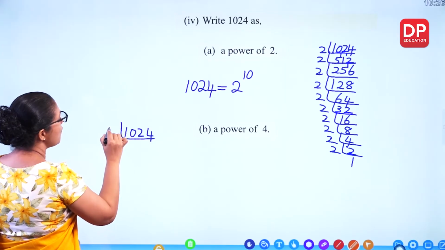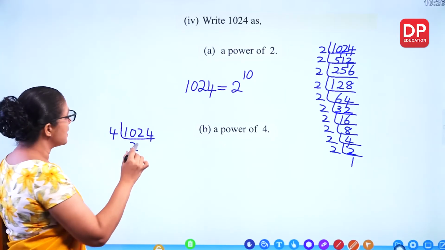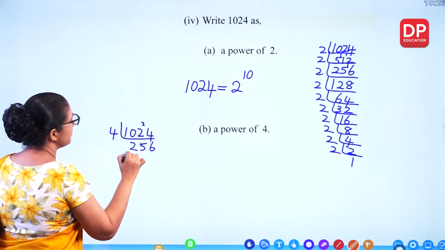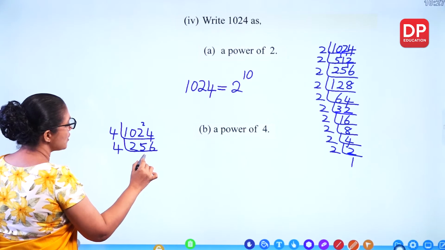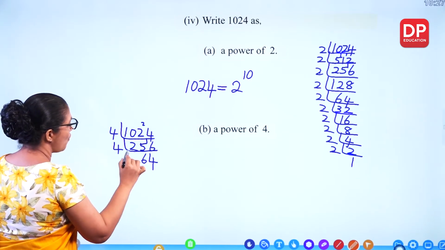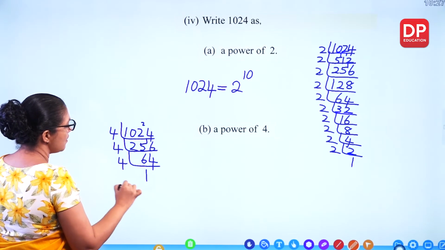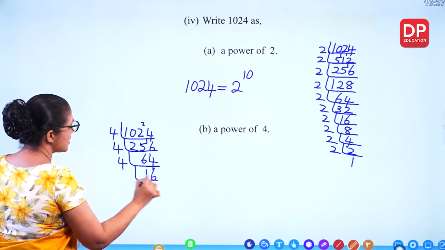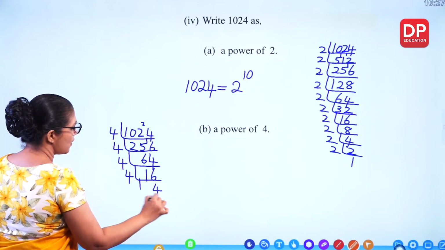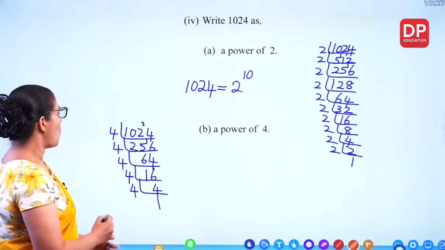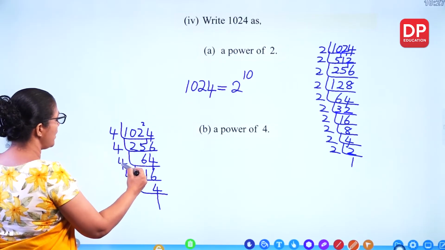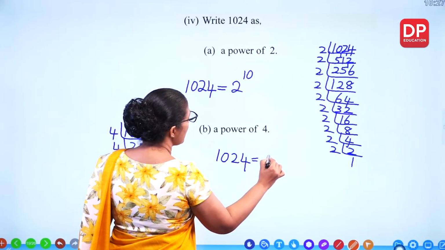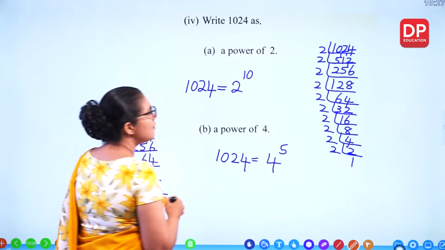1024 divided by 4. 4 times 2, 8. For 22, that's 5. For 24, that's 6. Divide by 4. 4 times 6, 24 and 4. Again, divide by 4. 1. For 24, that's 6. Divide by 4. You get 4 here. Again, 1. How many times? 1, 2, 3, 4, 5. So 1024 is 4 to the power 5.